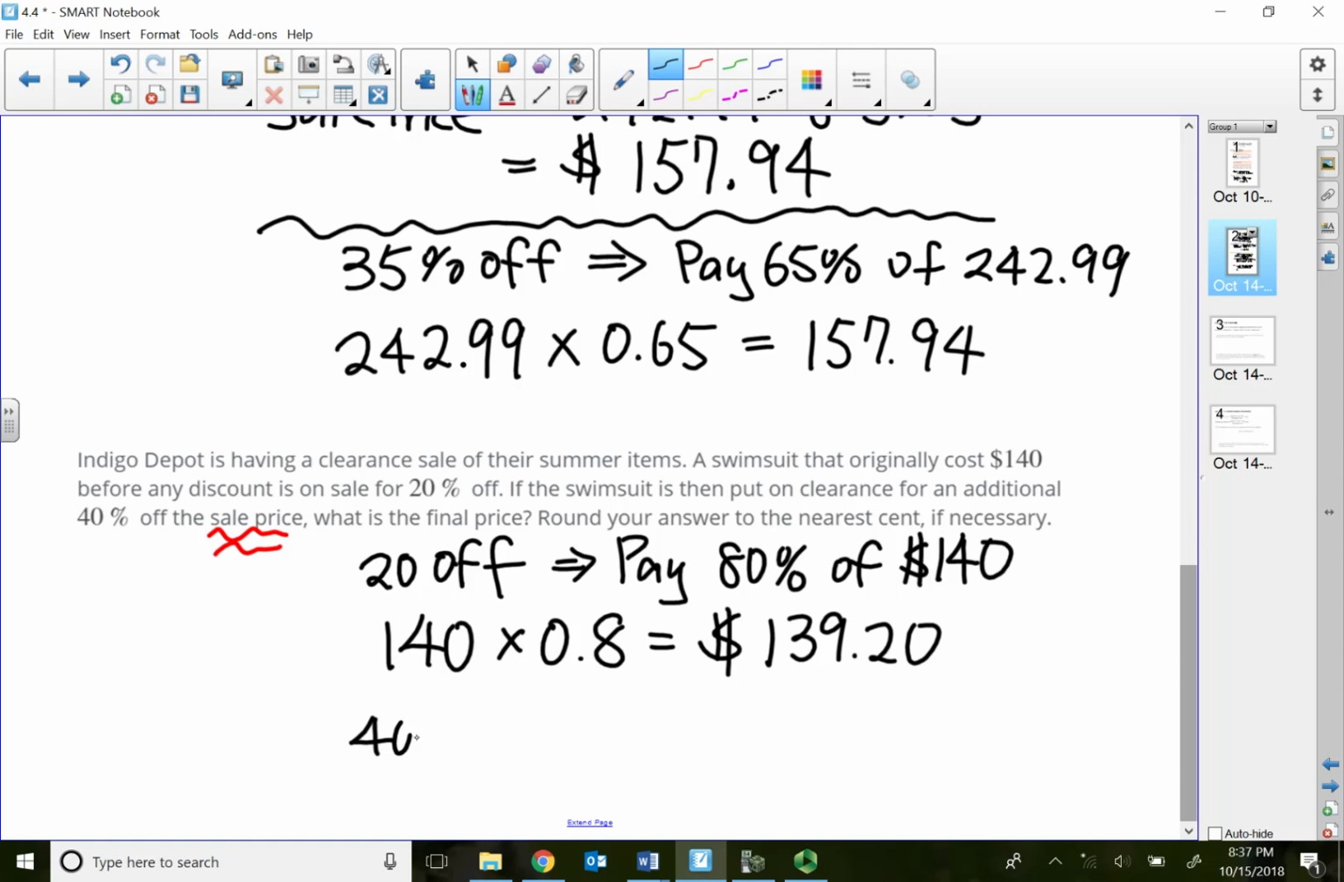So I'm going to get 40% off again, but this time it's not off the 140, it's 40% off the 139. So that means now I need to pay 60%, the other 60% of the $139. Now I have to pay 60% of the $139.